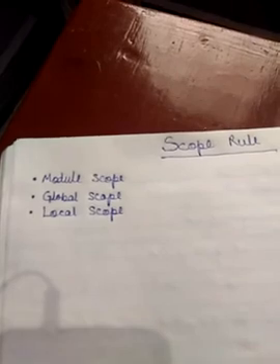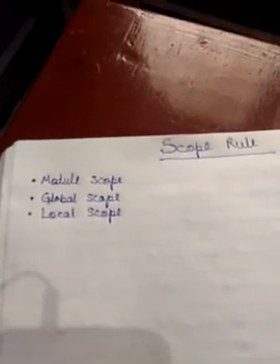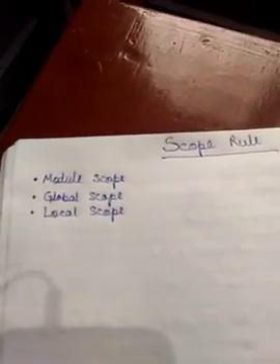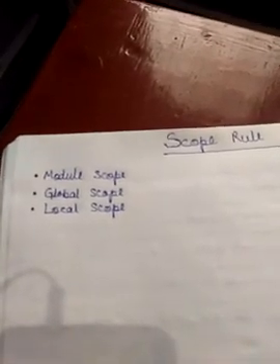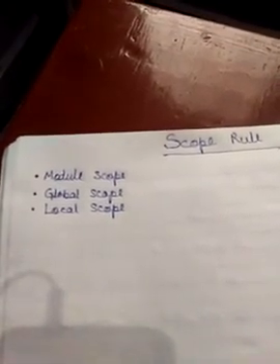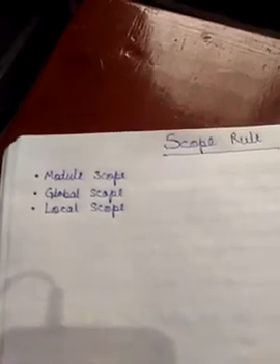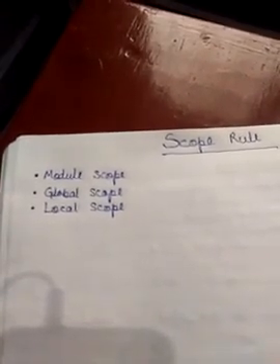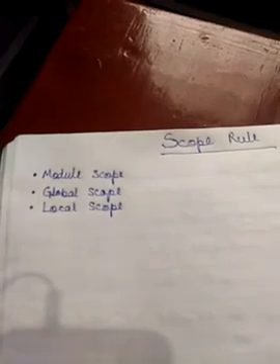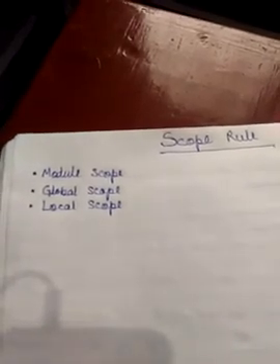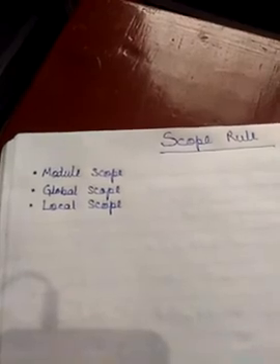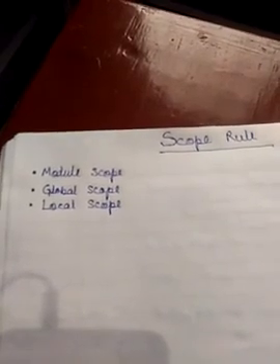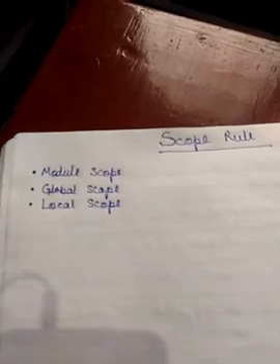Another scope is global scope and local scope. Global scope or global variable. Global variables are those variables which are accessible throughout the program. Their lifetime is the entire program, that is, they are available in all the functions which are declared in the program. Such type of variables, that is global variables, are declared above all the functions or in the main program.